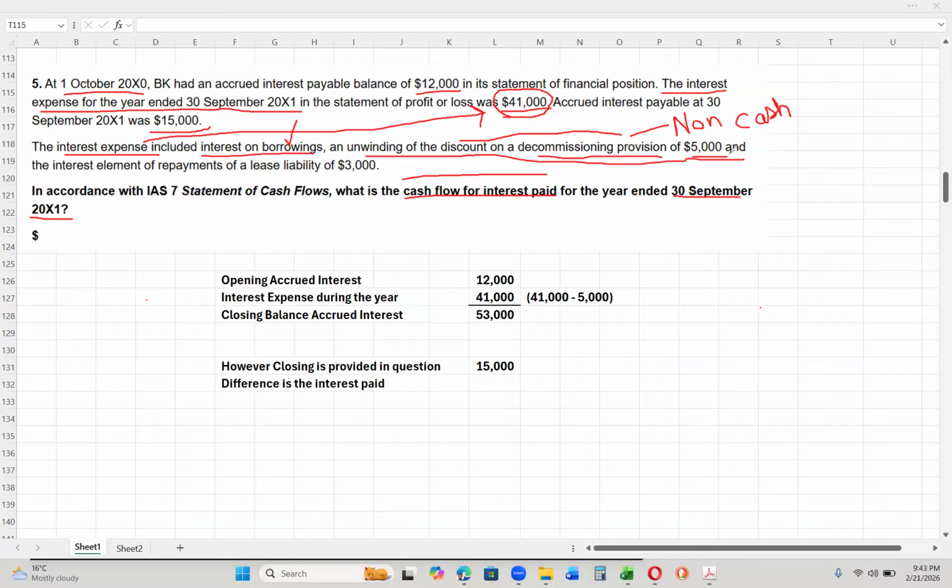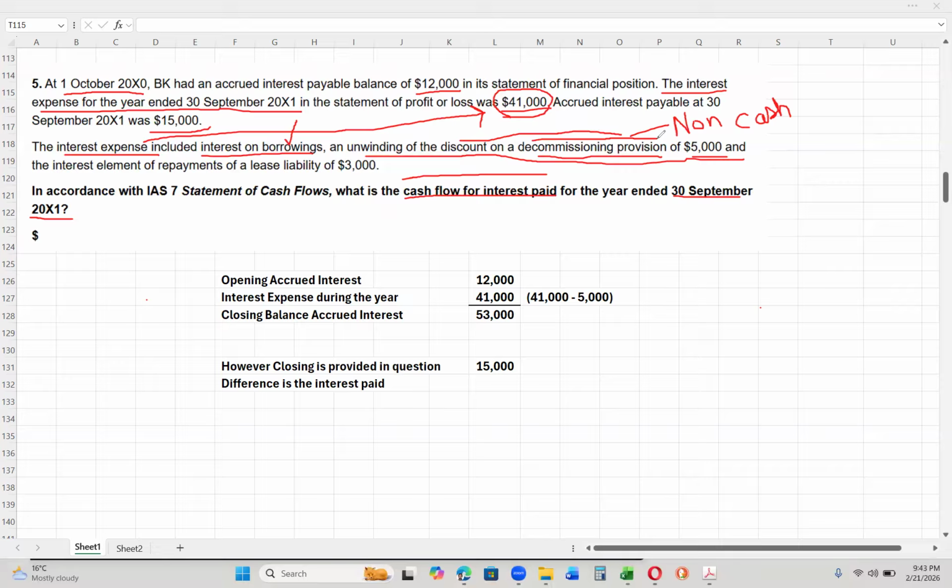Okay, and there's one more thing. I hope we are strong and comfortable till this point, that this value should not be part of the interest expense. And I have explained why. Because for this decommissioning, we will never pay anything. There is no interest to be paid. I hope this is clear.